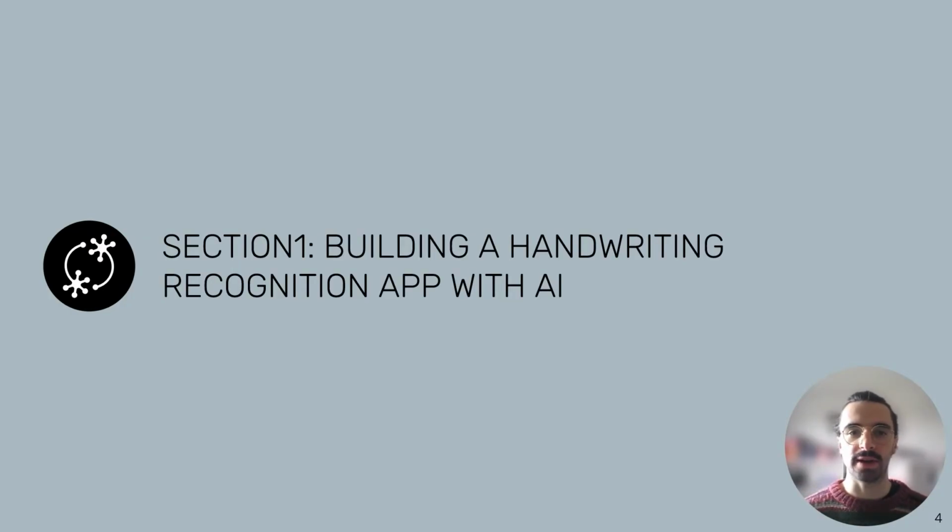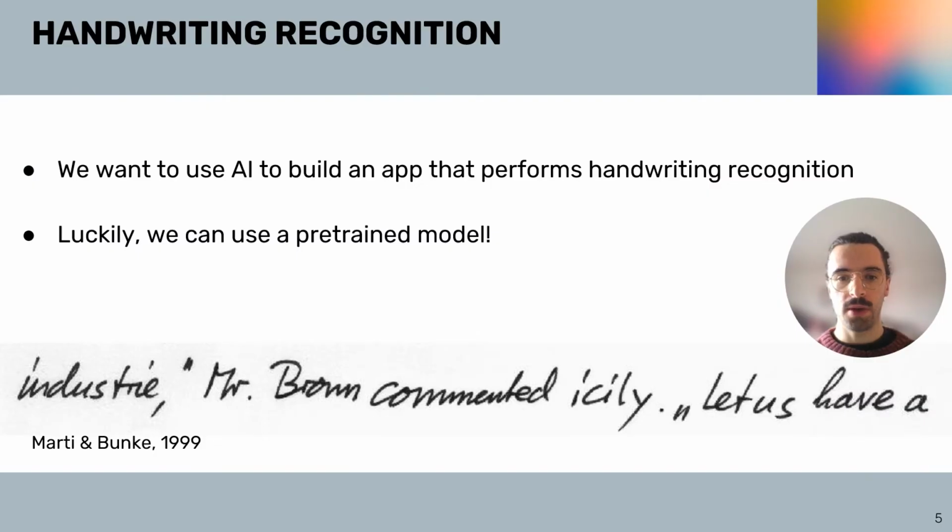Now, let's have a look at section 1. What we want to do in this first section is imagine that we want to build an app for handwriting recognition using AI. This example illuminates how the architecture, training dataset, and data augmentations converge to empower a model to accomplish a complex task. Handwriting recognition serves as a case study for discussing how AI, neuroscience, and cognitive science conceptualize and tackle problems. And luckily, we don't have to start from scratch because we can use pre-trained models.